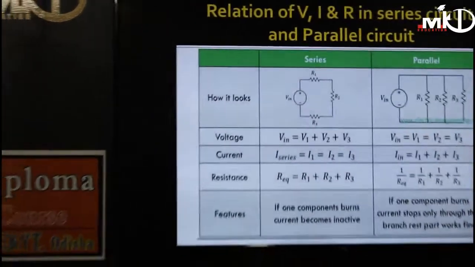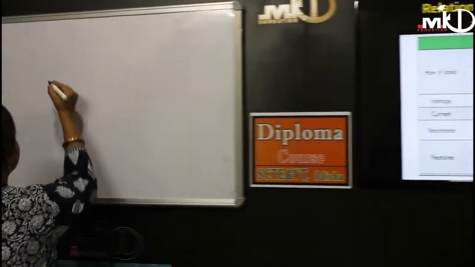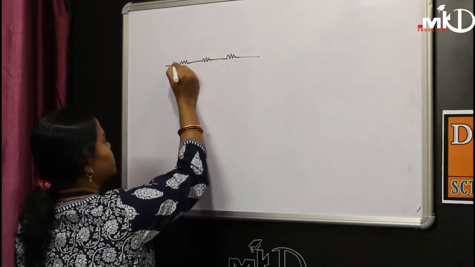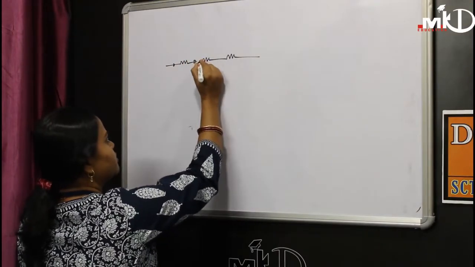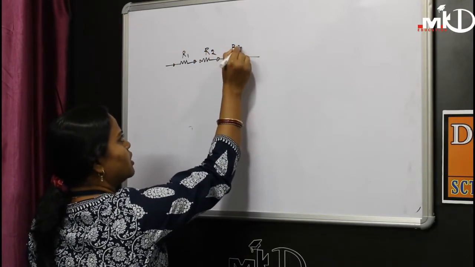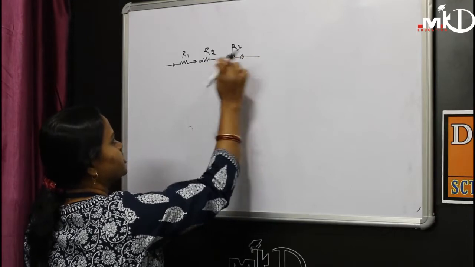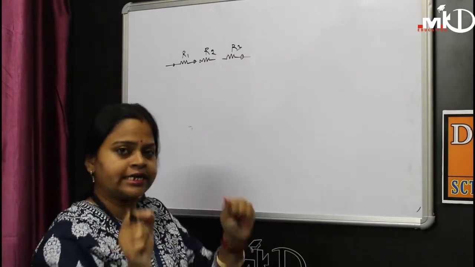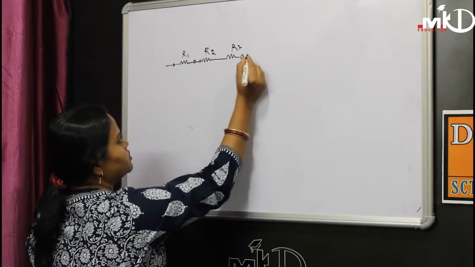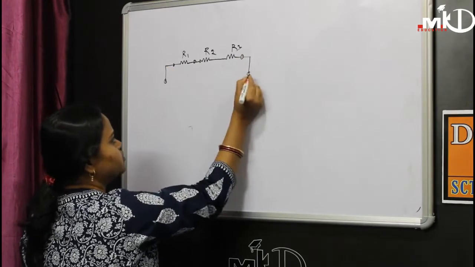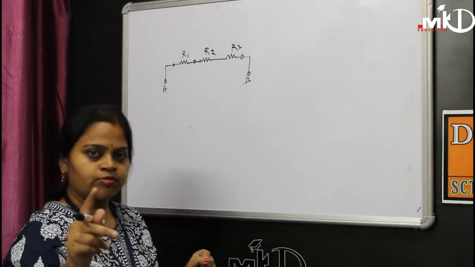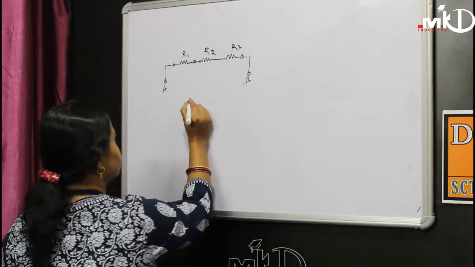So here, series means it is simply an end-to-end connection. It has, suppose, 2 ends. This is R1, R2 and R3. We have 3 resistances here, and we want to connect them in series. So obviously it is just an end-to-end connection. This is known as series connection.